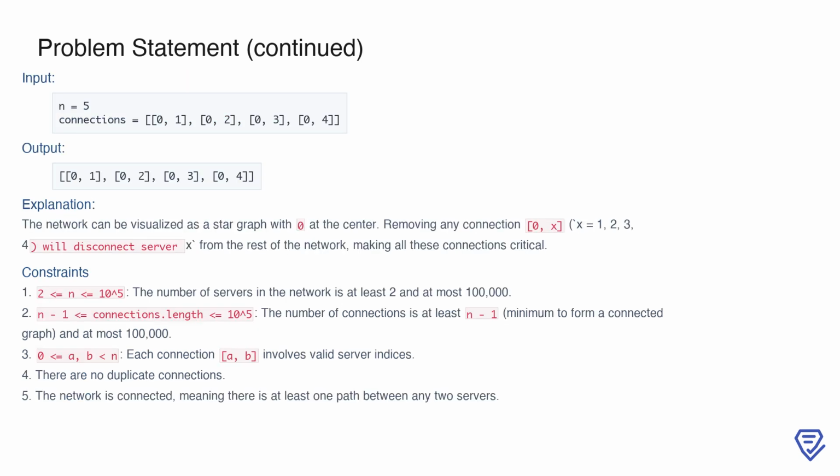For a third example, imagine n is 5 and the connections are [0,1], [0,2], [0,3], [0,4]. This network forms a star graph, with server 0 at the center connected to the other servers. Here, every connection [0,x], where x is 1, 2, 3, or 4, is critical. Removing any one of these links would isolate the corresponding server from the rest of the network. For instance, removing [0,1] would disconnect server 1, and the same applies to the other servers. This example highlights how certain graph structures, like a star graph, can have multiple critical connections.